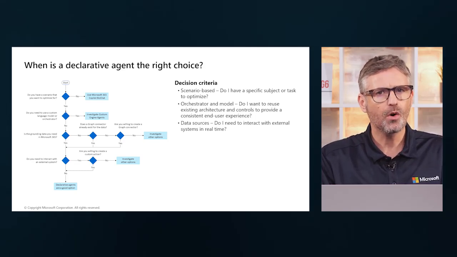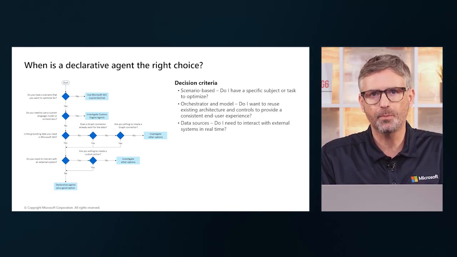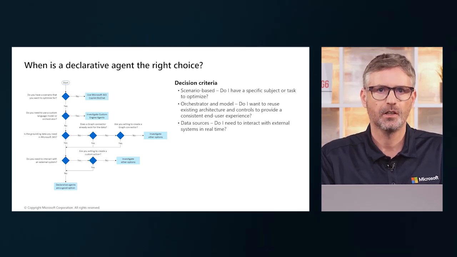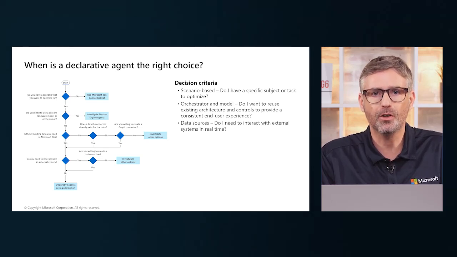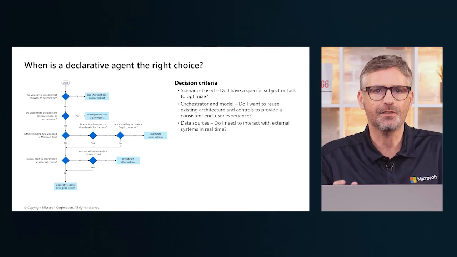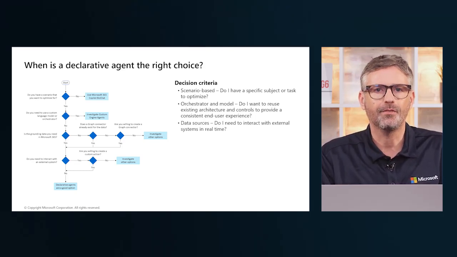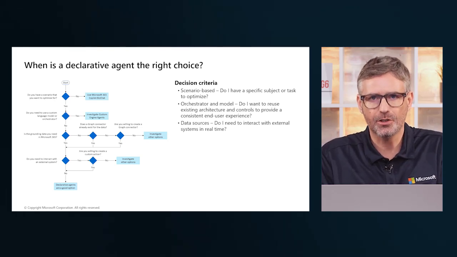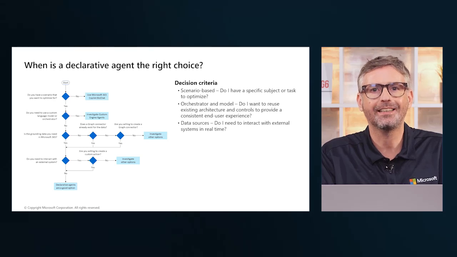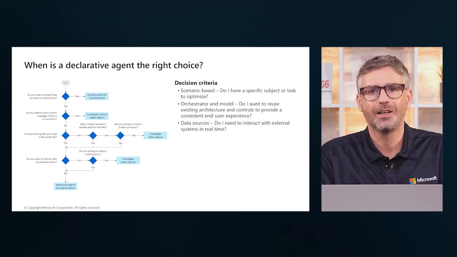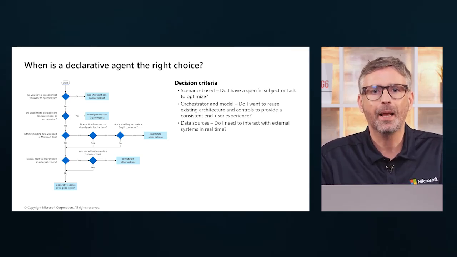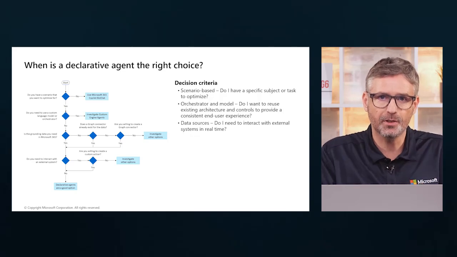First, do we know the scenario that we want to optimize for? Yes, in this case, employee IT support self-service. Next question, do we need a custom orchestrator and model? Here the answer is no. The orchestrator and model for Microsoft 365 Copilot can summarize and transform information from documents, so we are fine. And finally, do we know the authoritative data sources? The answer is yes. We know that the knowledge base articles are stored as PDFs in our SharePoint Online. Although the support ticket system data is not stored in Microsoft 365, we can build a custom action to interact with the support ticketing system.